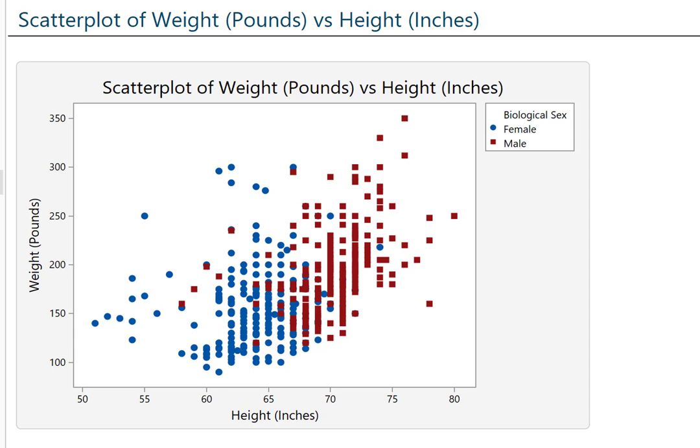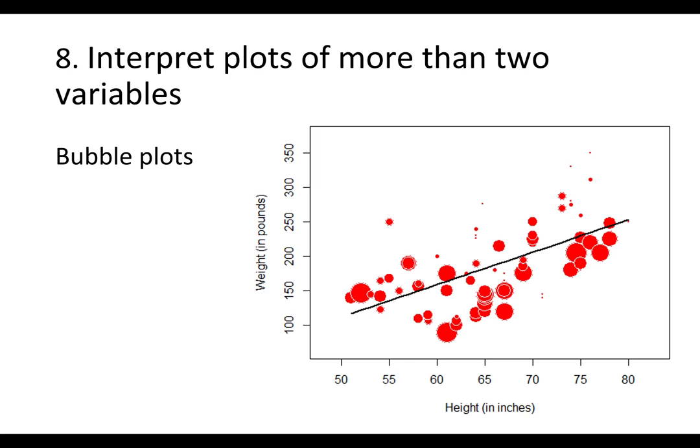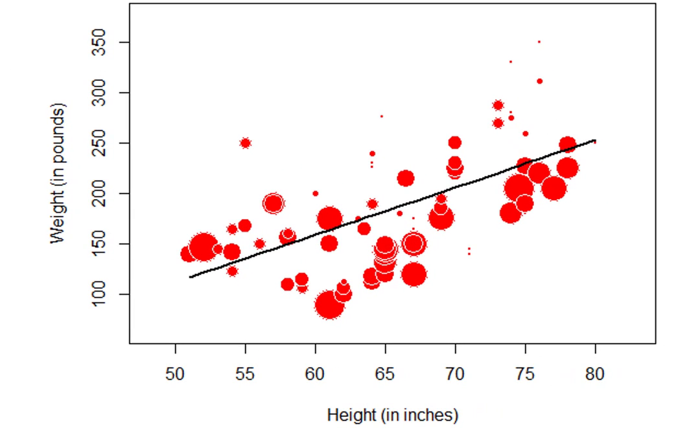This is one that Minitab Express will not make. Bubble plots can be used to display data from 3 quantitative variables. You can also add a categorical grouping variable. The bubble plot here I made using the statistics software program R. We have the height and weight variables again. The size of the bubbles is determined by a 3rd quantitative variable, and that is the number of days per week exercised. So the larger bubbles are people who exercise more often.